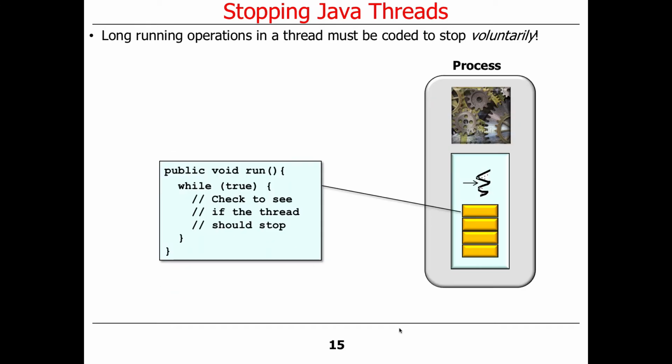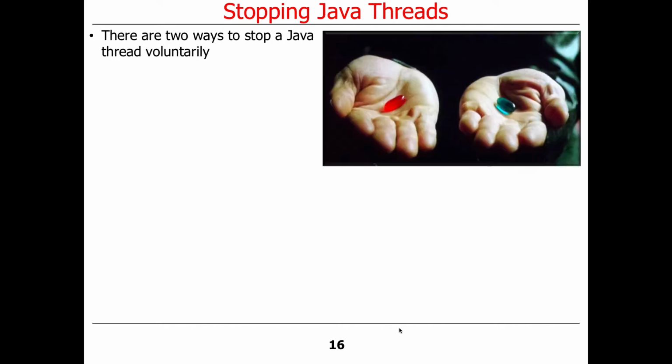Therefore, we have to write our threads in a way that they voluntarily check to see if someone has asked them to stop. So it's called voluntary thread termination, not involuntary thread termination. Basically the big picture view is, while you're running, you have to periodically check to see if you should stop. There are methods, we'll see in a second, that can be used to do this.